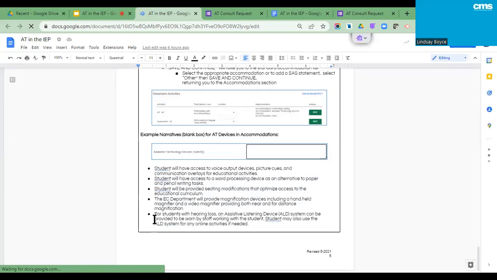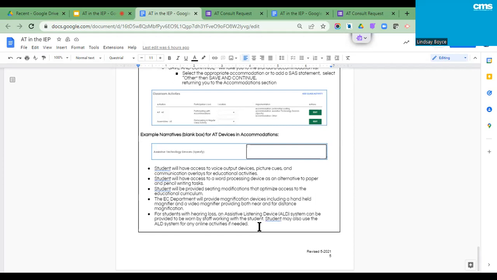These last 5 bullets give specific narrative examples. So the first one is for communication. The student will have access to voice output devices, picture cues, and communication overlays for educational activities. The second one targets writing. Student will have access to a word processing device as an alternative to paper and pencil writing tasks.